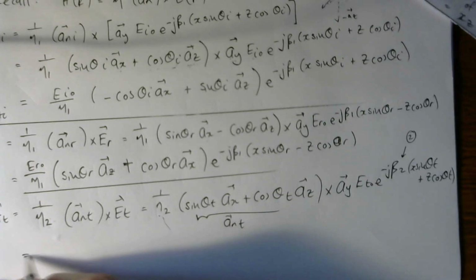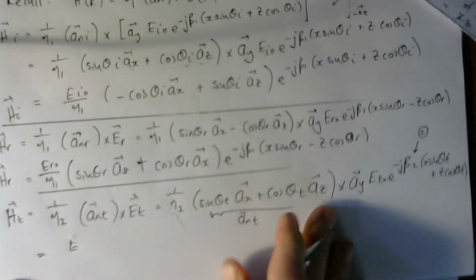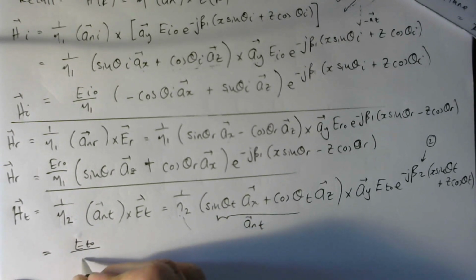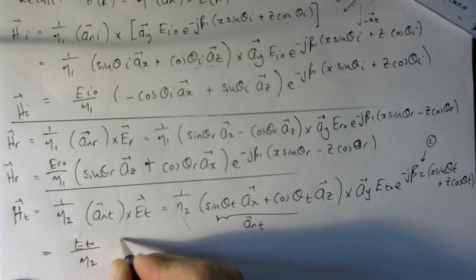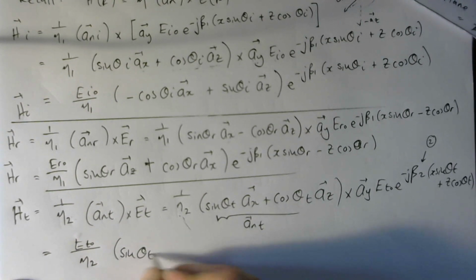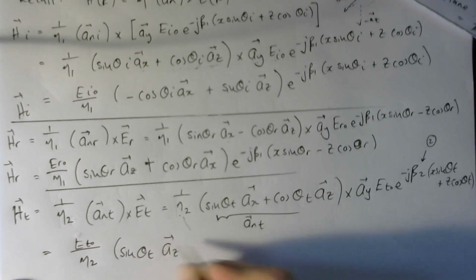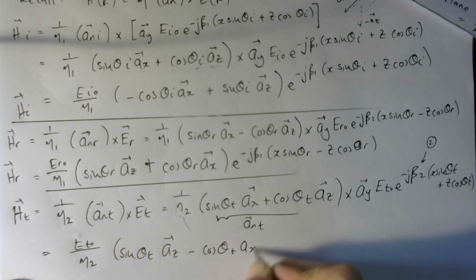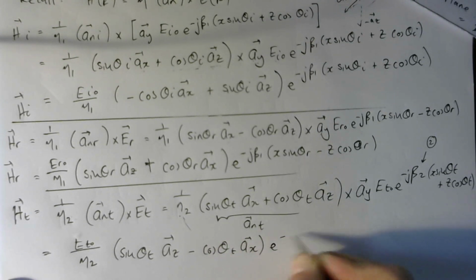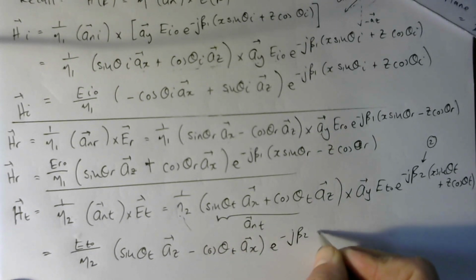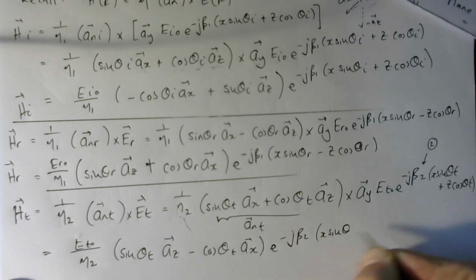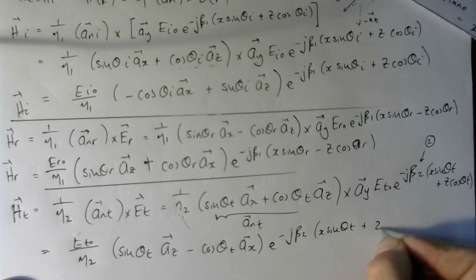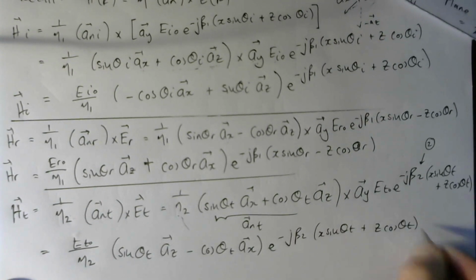Okay, so this in effect will give you something that looks like this. The transmitted magnetic field is E_T0 over eta 2, times sine theta t in the z direction minus cos theta t in the x direction, times e to the minus j beta 2 (x sine theta t plus z cos theta t). Okay.